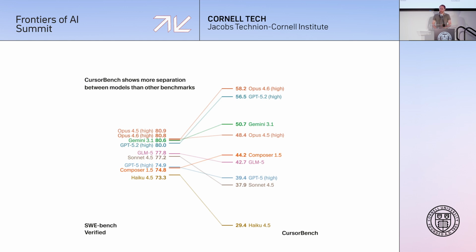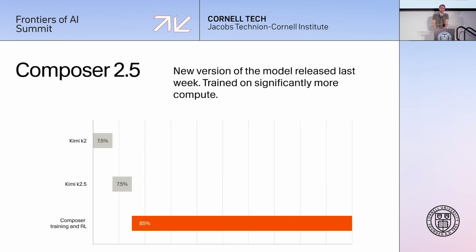So let me end by just talking about our recent version of this model. We released a second version of Composer 2 last week. This just came out, I believe, Monday last week. And in this model, we made several changes to the core formula. First off, we did much more training. So starting from the Kimi base model, we do about 80% more training on top of that base.